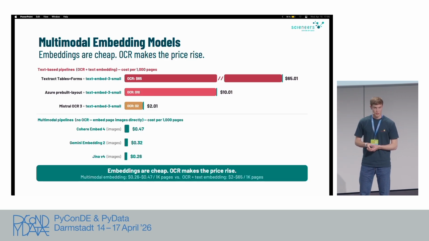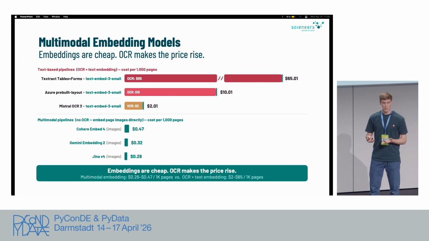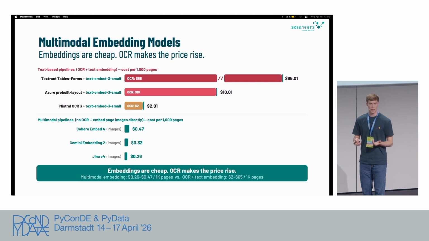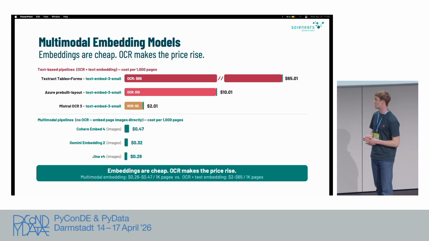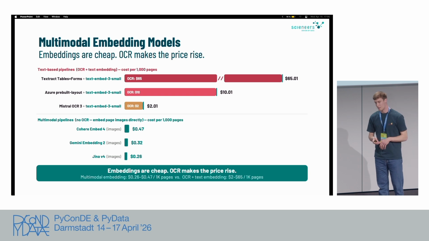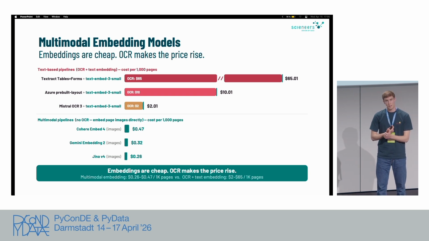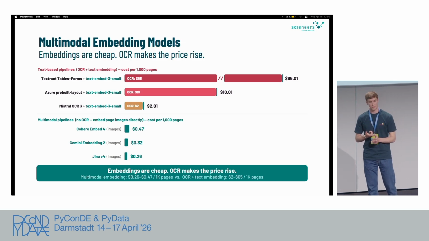So this is a big advantage of these multimodal pipelines, because you only need an embedding model. While the embeddings are a bit more expensive, you need a few more tokens to embed these images, the price is still much lower compared to a complete OCR pipeline. So the takeaway so far is, multimodal embedding models make the pipeline much simpler, and they can reduce costs tremendously.